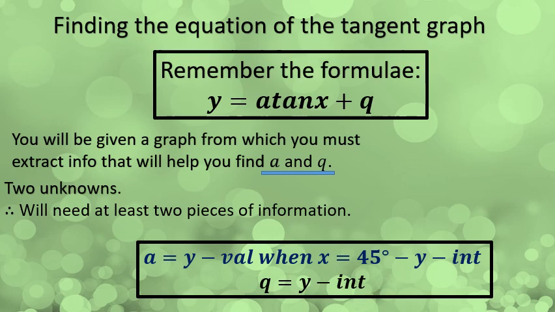So look at the vertical distance between the Y value when X equals 45 and the Y intercept. How do we get vertical distances? We subtract. So that's why we take the Y value when X equals 45 and then we subtract our Y intercept, both of which we should read off the Y axis. And that will give you your A. And then straightforward, your Q value is your Y intercept.